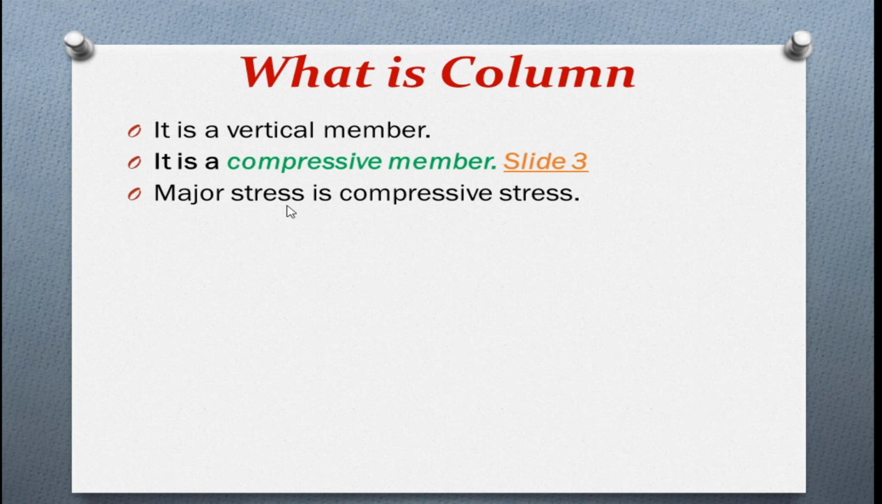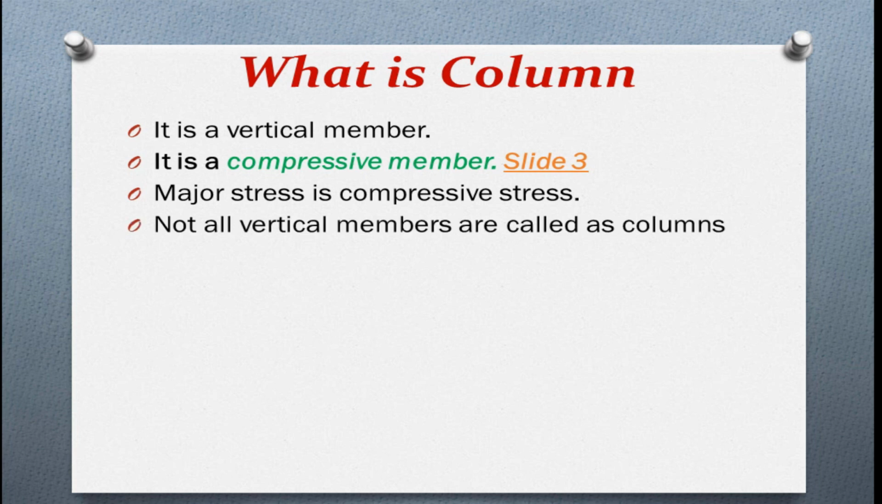So one is the major stress is compressive stress. In a column, if we consider the loads, there will be two types of load. One load will be a compression load, and the second load will be a horizontal load. If there is a horizontal load, it is seismic load or wind load. The vertical load is called compression load. If we compare horizontal and vertical load, the major load is a compressive load only. So the major stress is compressive stress in the column.